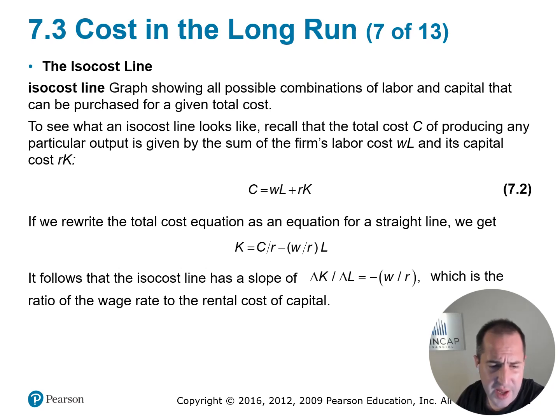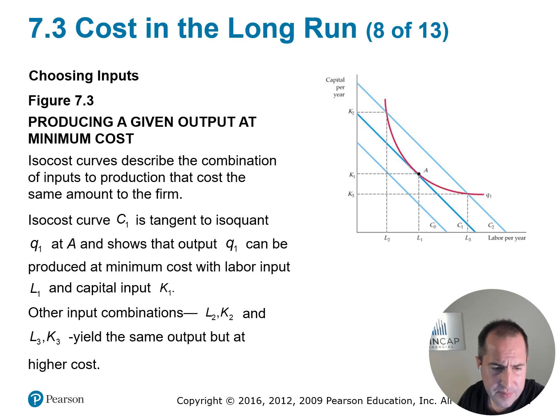It's talking about an isocost line, a graph showing all possible combinations of labor and capital that can be purchased for a given total cost. Producing a given output at a minimum cost: it shows you these isocost curves and the isoquant Q. Isocost curve C is tangent to the isoquant Q, and Q can be produced at a minimum cost with labor input L1 and capital K1. Other combinations L2, K2, and L3, K3 yield similar output but at a higher cost.